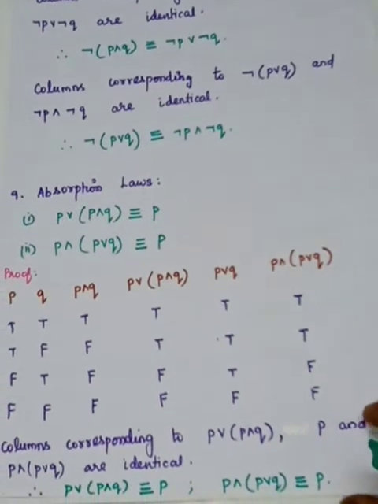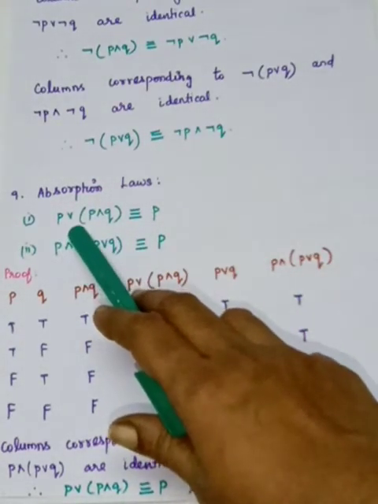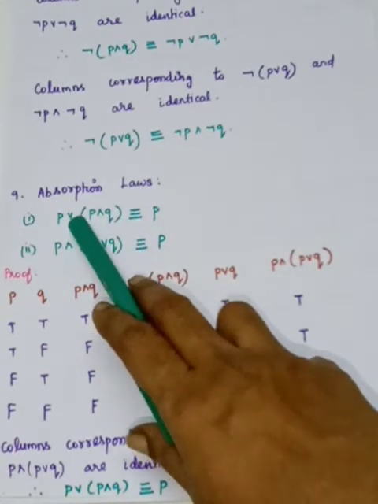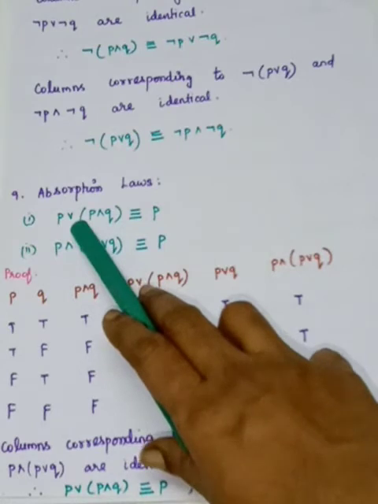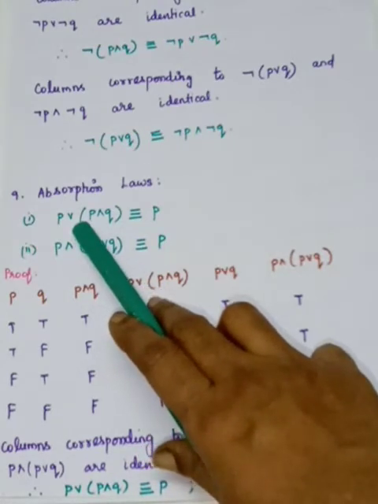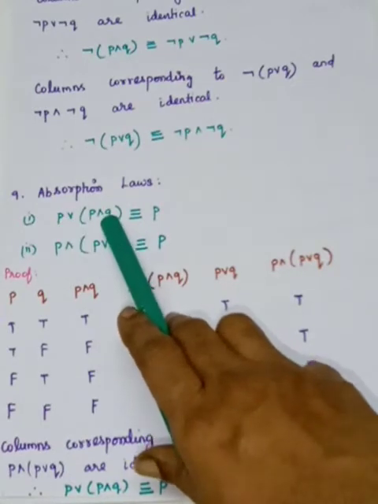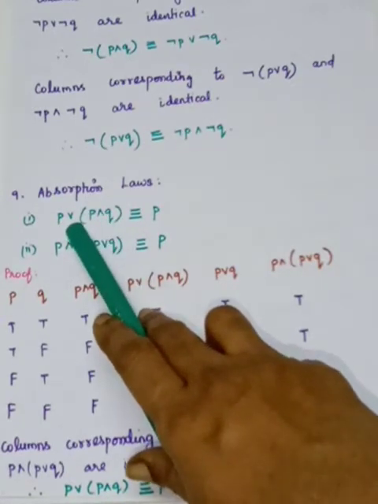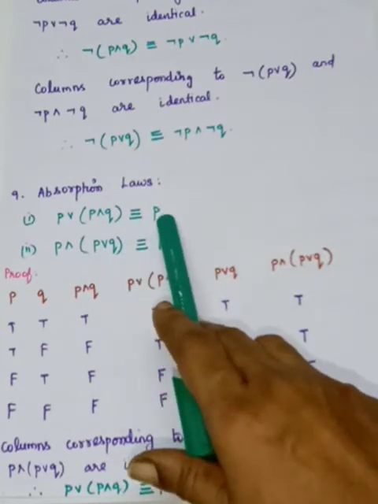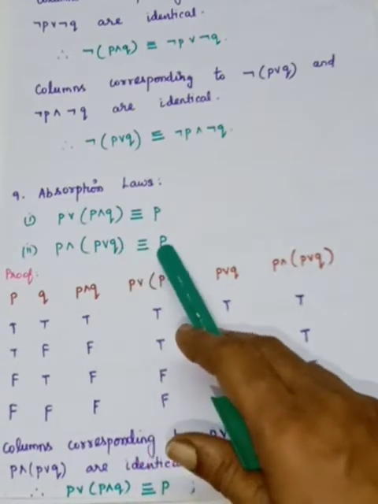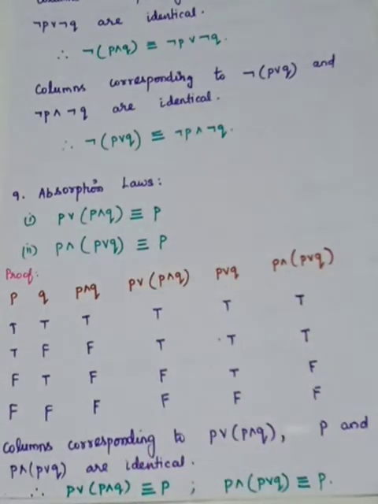The next one we are moving to is the absorption laws. So what is an absorption law? That is P or (P and Q). You see that? For the associative law and distributive laws we use three statements, P, Q, R. But here you see that P or (P and Q), so here only two statements. P or (P and Q) is logically equivalent to P. So that is called the absorption law.